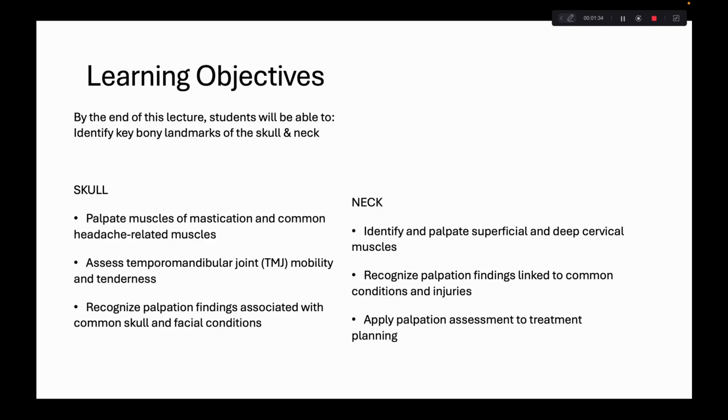And for the neck, again, we're going to identify and palpate superficial and deep cervical muscles. Recognize the palpation findings linked to common conditions and injuries. Most of it is probably tension headaches or tech neck, whiplash. We're going to take these palpation skills, assess and treat, and plan a treatment for your client.